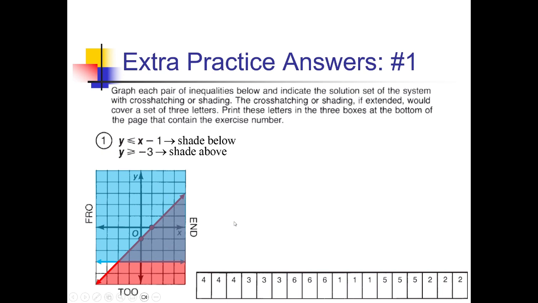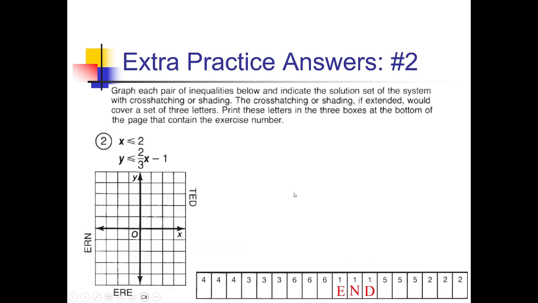And now we just look for where those shadings overlap. And that's this triangular area right here. The only word included in that is the word end, or the letters END, I guess. So we're going to put those in the 1 spots over here. So END.